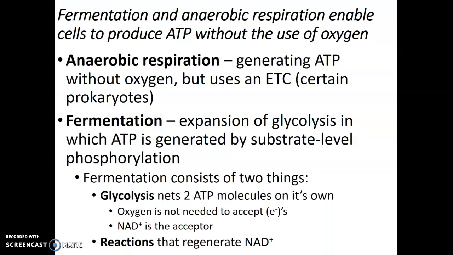So, that's all if oxygen is present. If oxygen is not present, then we have fermentation and anaerobic respiration. Anaerobic respiration is the generating of ATP without oxygen, but it uses an electron transport chain. This can happen in certain prokaryotes. Fermentation is an extension of glycolysis in which ATP is generated by substrate-level phosphorylation. Fermentation consists of glycolysis, which nets two ATP molecules on its own, and reactions that regenerate NAD+. Oxygen is not needed to accept the electrons, and NAD+ is the acceptor.